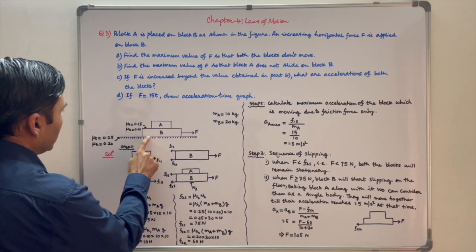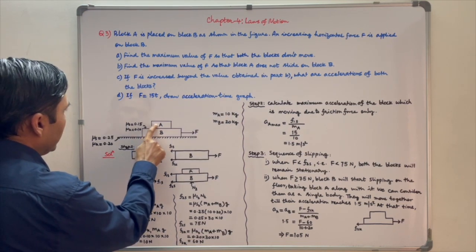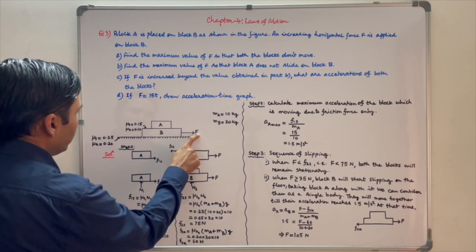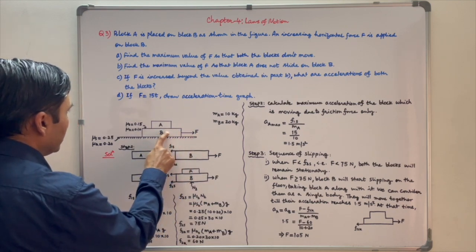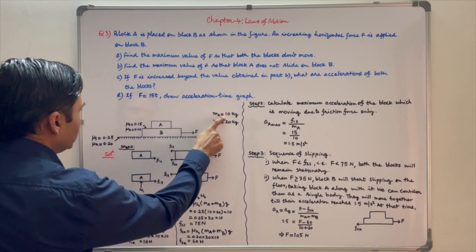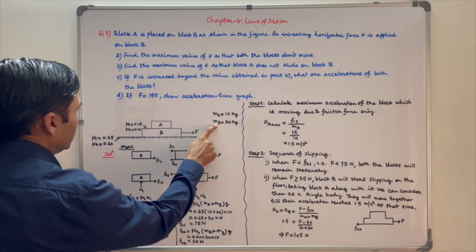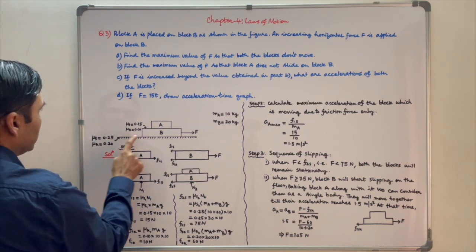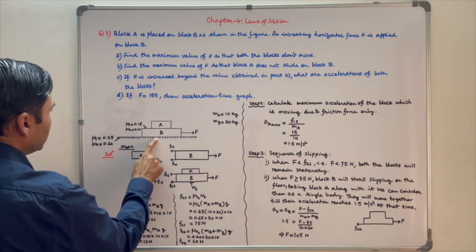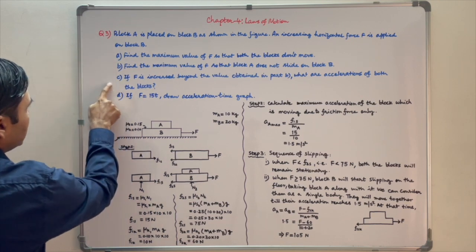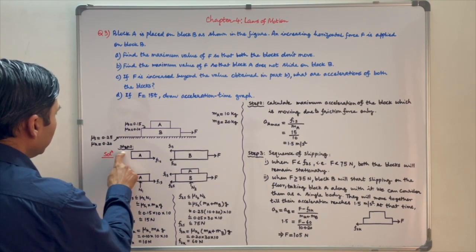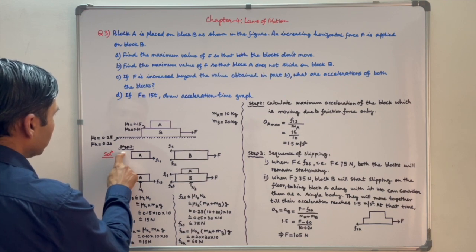Block B is kept on a rough floor. Block A is kept on block B. An increasing horizontal force F is applied on block B. Mass of block A is 10 kg and mass of block B is 20 kg. Coefficient of static and kinetic frictions between these two contact surfaces is given. We have to answer these four parts. First step, we will calculate direction and magnitude of friction forces.